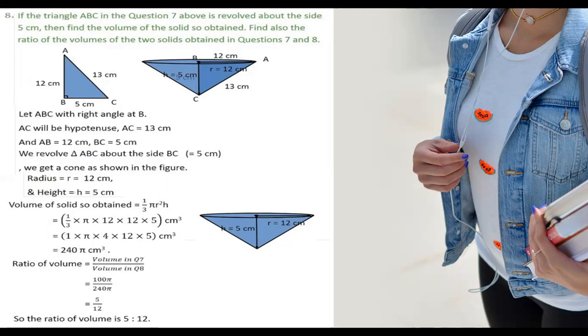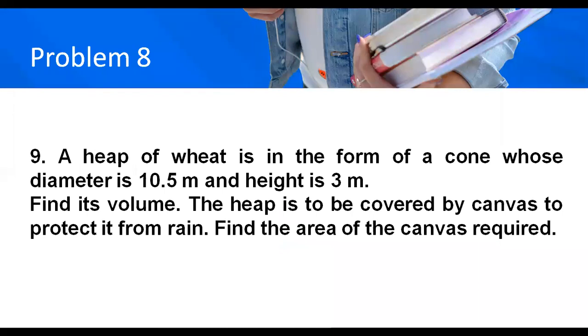Now the ratio of the volumes in question 7 versus question 8 is 100 pi by 240 pi, that is 5/12. So the ratio of volumes is 5:12. Now do this particular problem 9 as your assignment.